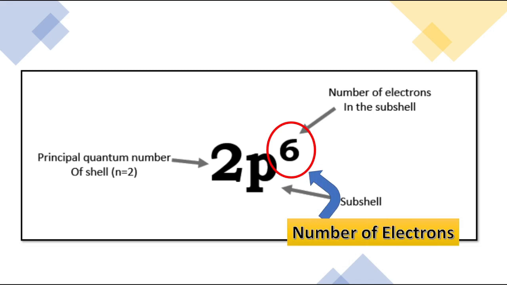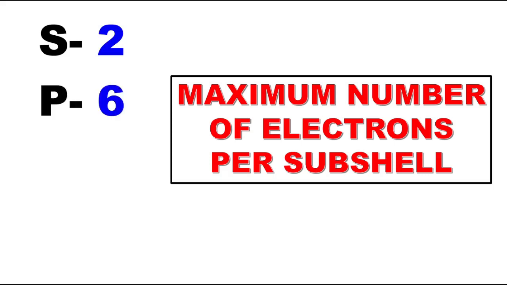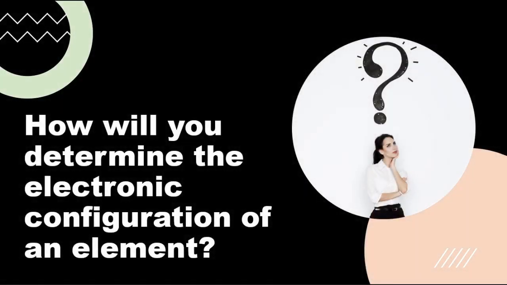Every subshell has a maximum number of electrons. For S, the maximum number is 2. For P, 6. For D, 10. And for F, 14. Now class, go back to my question. How will you determine the electronic configuration of an element?